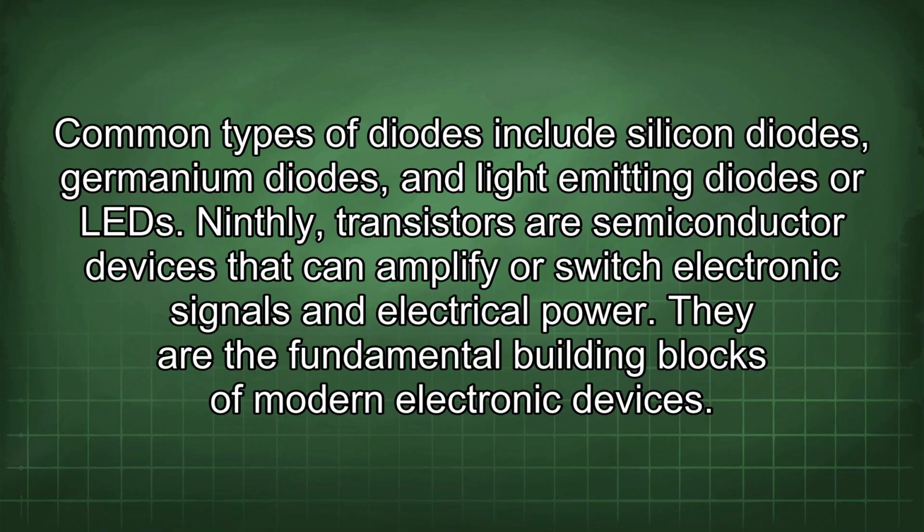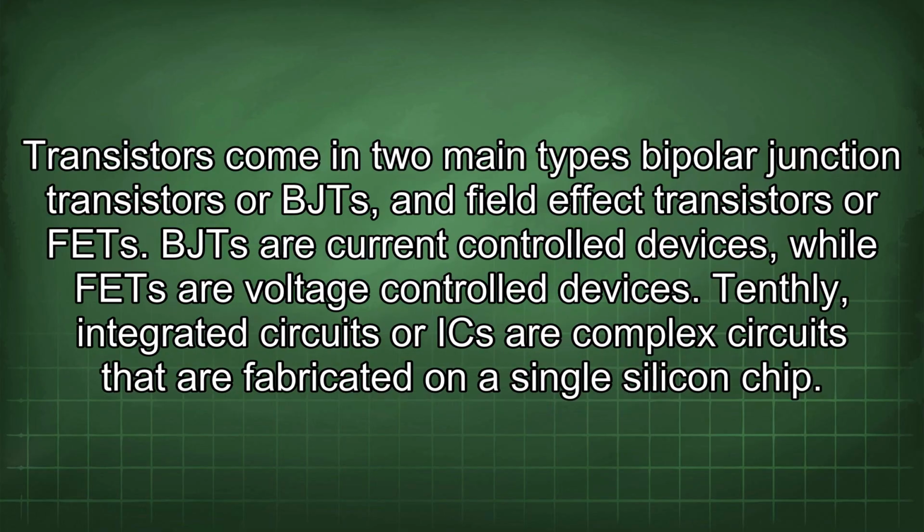Ninthly, transistors are semiconductor devices that can amplify or switch electronic signals and electrical power. They are the fundamental building blocks of modern electronic devices. Transistors come in two main types: bipolar junction transistors, or BJT, and field effect transistors, or FET. BJT are current-controlled devices, while FET are voltage-controlled devices.